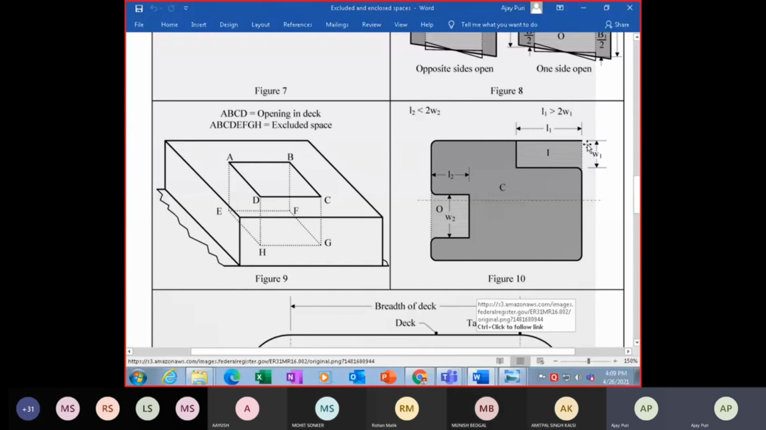You have an opening here, but this is longitudinally extending like this. Here you have an opening which is coming up like this. So which one will be included, which is not included? This I by 2 is less than twice of this width. So this is not taken into calculations, or excluded. Here your opening is only W1, length is L1. L1 is twice of W1. So this area will be included in calculation, that is enclosed, and this area will be excluded in calculations.